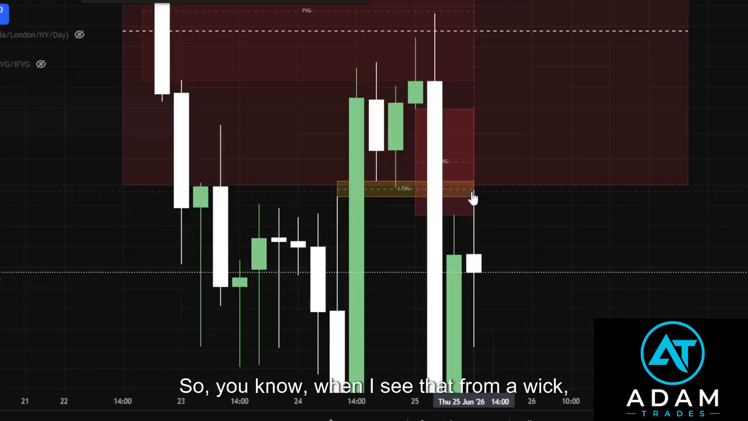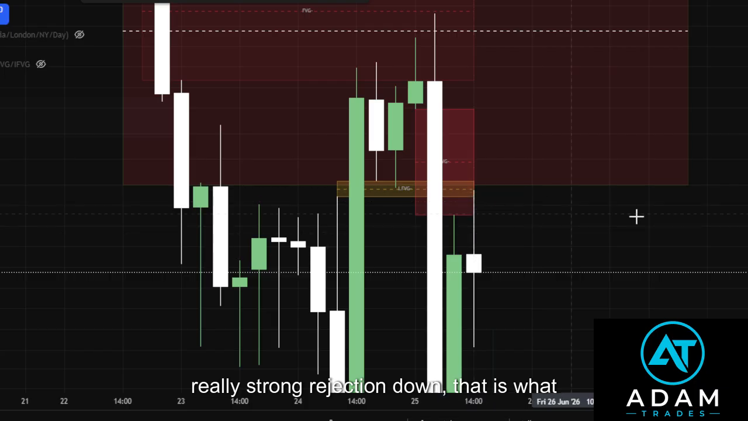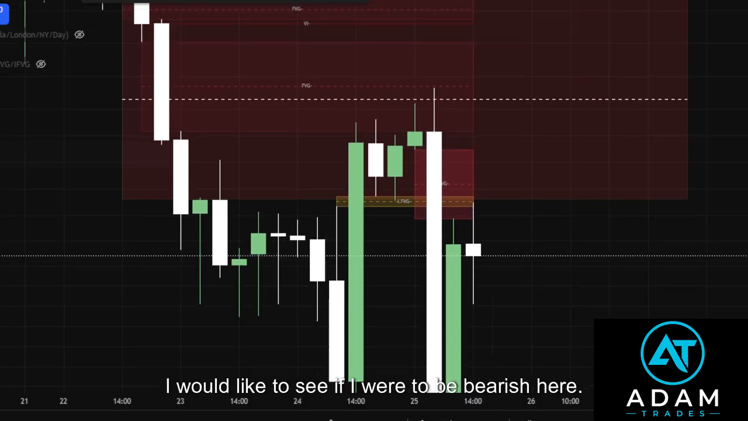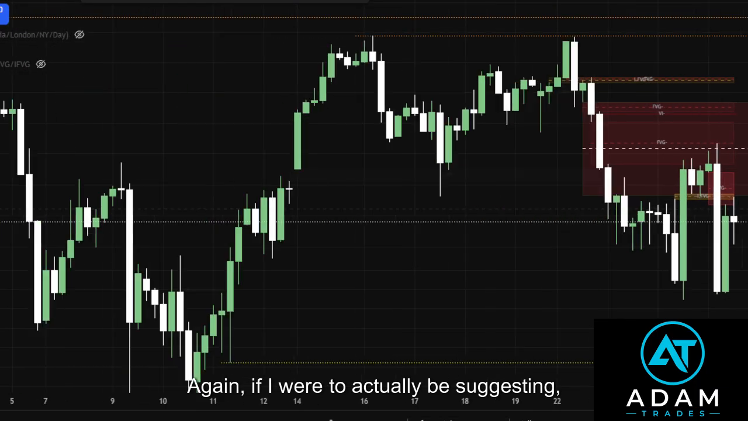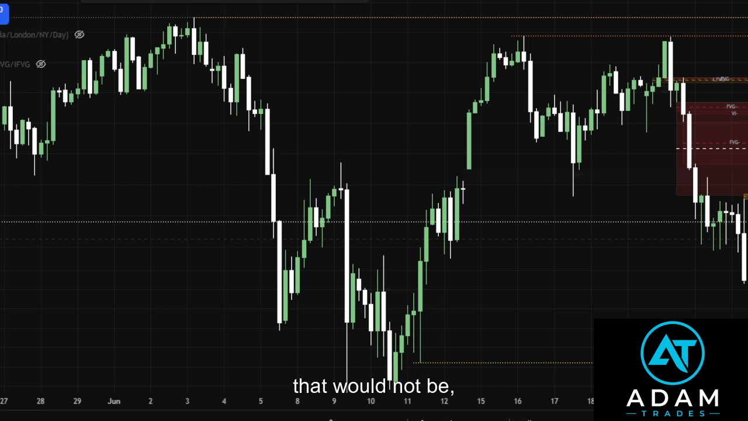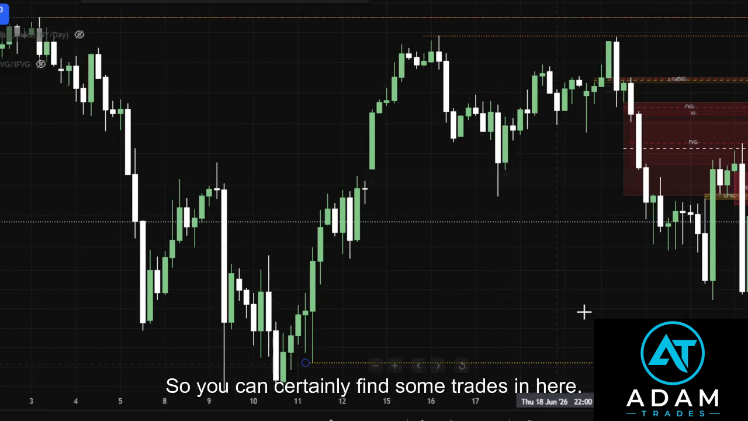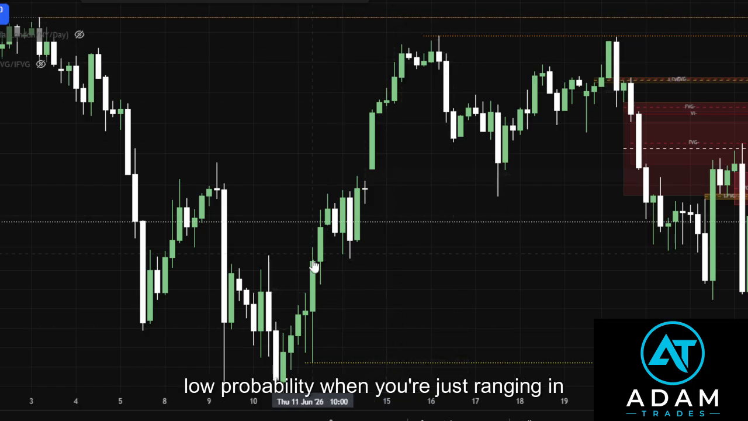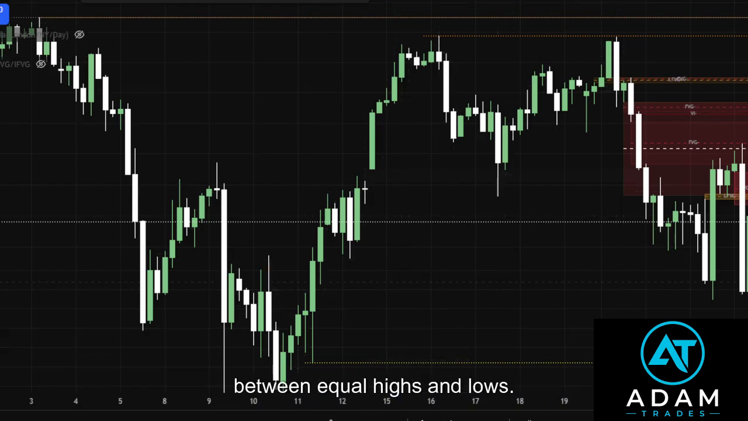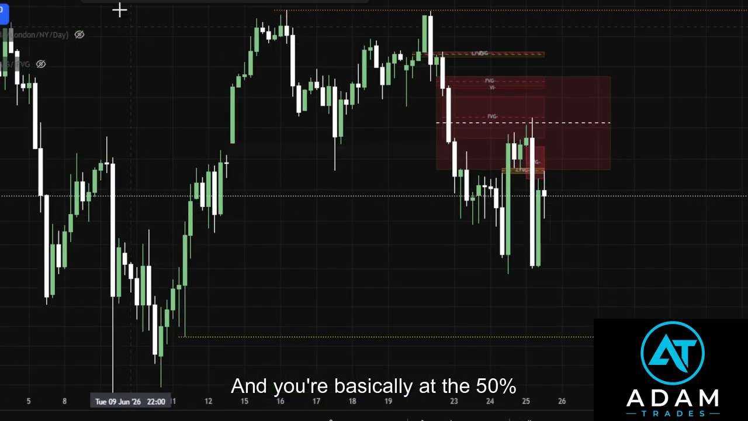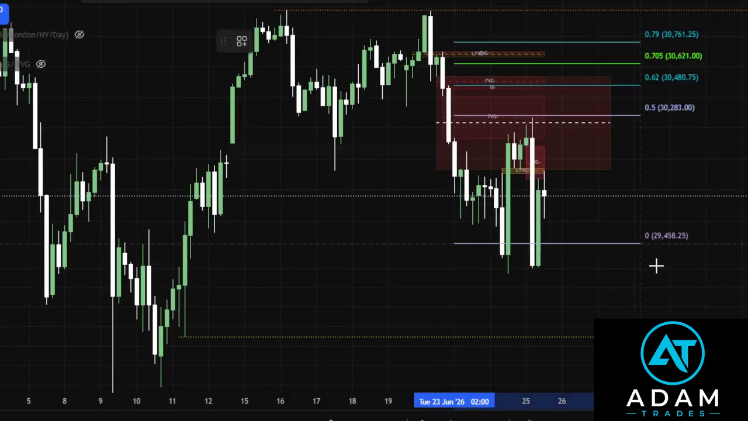Bodies tell the story. So when I see that from a wick, really strong rejection down, that is what I would like to see if I were bearish here. Again, we're on the 4-hour chart, so you can certainly find some trades in here. You just have to understand it's all fairly low probability when you're just ranging in between equal highs and lows, and you're basically at the 50% mark of them.